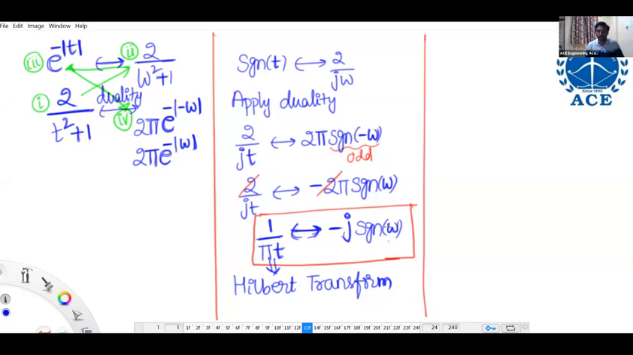Signum amplitude plus or minus 1 into minus j means plus or minus j. Due to plus or minus j component, phase angle is 90 degrees. So whenever you want 90 degrees phase angle, what is the black box we are choosing? 1 by pi t. That is the purpose of defining signum Fourier transform by mathematical formula. From this mathematics, we are going to reality, how to generate 90 degrees phase shifter.